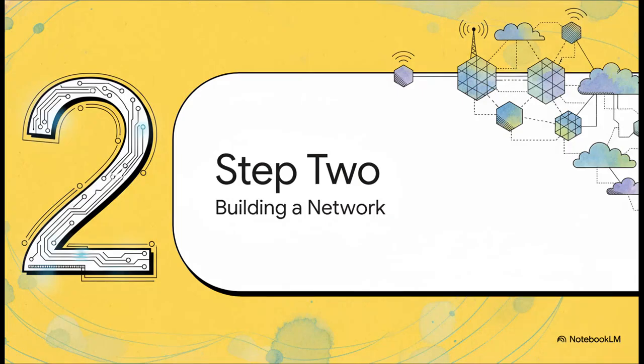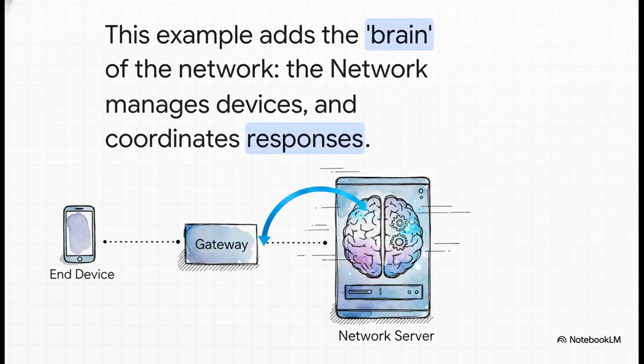Once that basic link makes sense, we're ready for step 2. Now we move from just a simple connection to what looks like a fully managed, intelligent network. The next example, network-server-example.cc, introduces the absolute most critical piece of a real LoRaWAN setup, the network server.